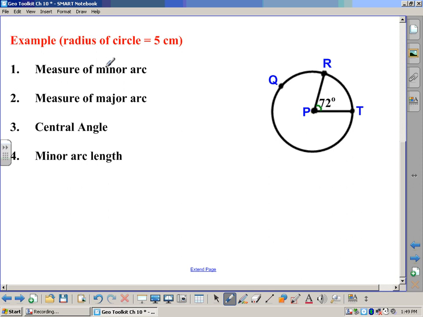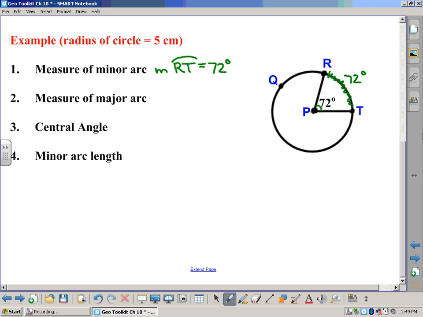So first of all, the measure of the minor arc. Well, the minor arc, once again, is this part right here. So we could say measurement, which is a little m here, of arc RT equals, and the question is, how much is it? It's the exact same as what the central angle is. So it's going to be 72 degrees.